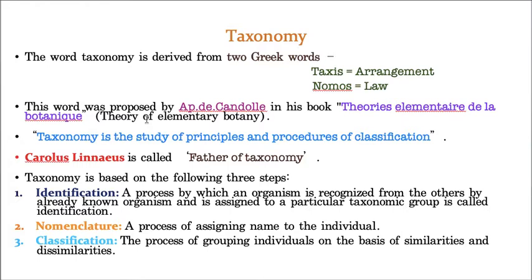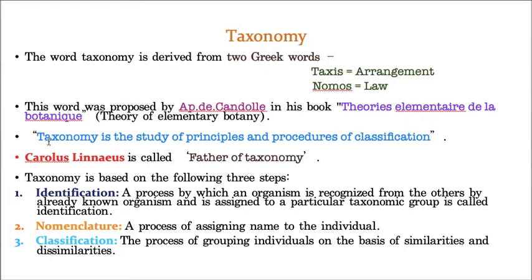Whereas what is taxonomy? How can we define taxonomy? Let us come to that point. Taxonomy is the study of principles and procedures of classification. That means how you are doing the classification, what all the concepts you need to follow while you are classifying an individual, and what the procedure of classification is. That study is called taxonomy. The father of taxonomy, you must know because he's a very popular scientist, is Carolus Linnaeus.